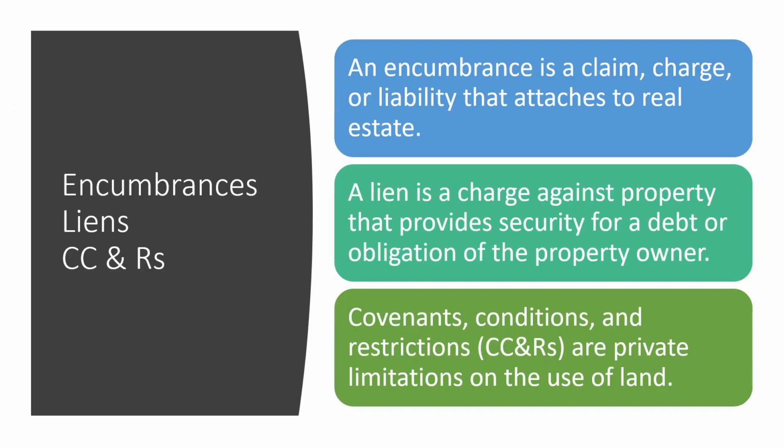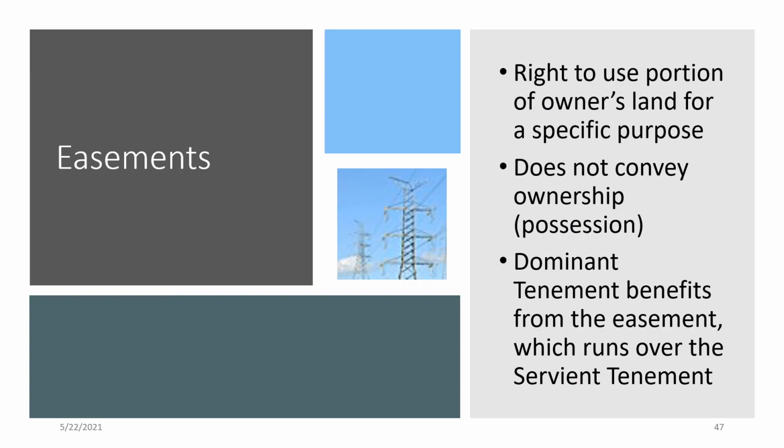An encumbrance is a claim, charge, or liability that attaches to real estate. A lien is a charge against property that provides security for a debt or obligation of a property owner. Covenants, conditions, and restrictions, CC&Rs, are private limitations on the use of the land. Easements, that's the right to use a portion of an owner's land for a specific purpose.